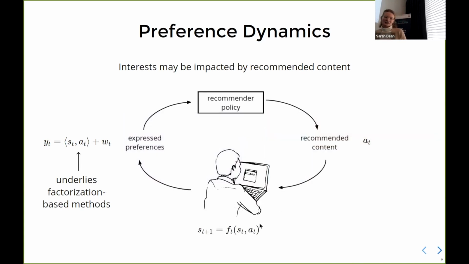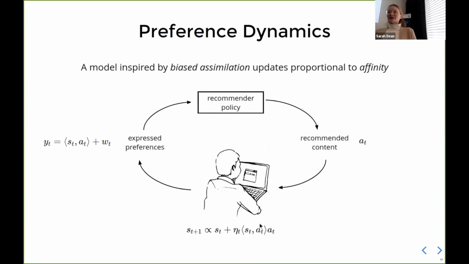So that leaves us with a question: how do preferences change as a result of an action? I'm going to look at a very particular model that is inspired by the phenomenon of biased assimilation. Biased assimilation is the idea that for an opinion or a preference, let's say an opinion that you agree with, if it sounds right to you, the argument makes sense, you will agree more with that person.